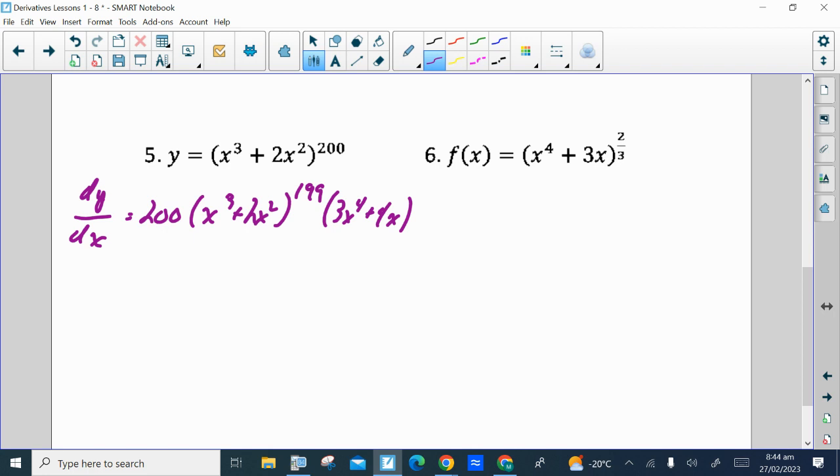And there's not much we could do to simplify this. You could maybe take out a common factor of x in that last factor, but it would just go on to the 200 then. So it doesn't really help us in any way.